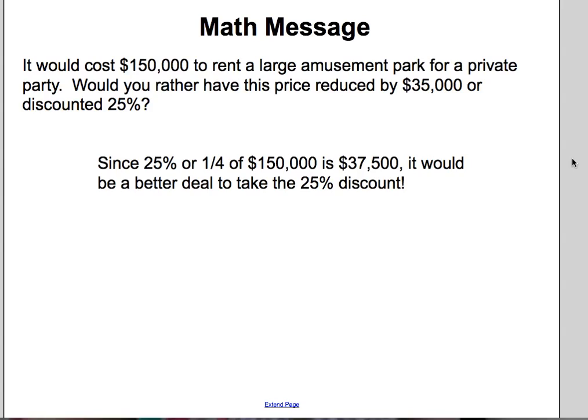Now remember, a discount is how much you would take off of the price, how much you would save from the price, okay? So you'd have to figure out what a discount of 25% would be. Well, since 25% or 1/4 of $150,000 is $37,500, it would be a better deal to take the 25% discount.